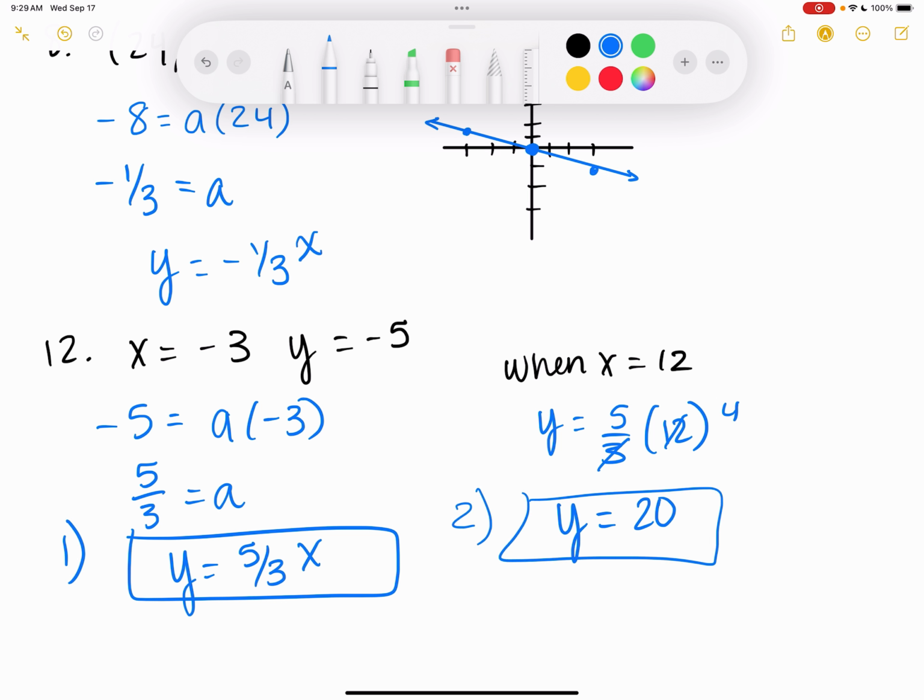So make sure on these ones you have to write this equation. You can't just give me an answer. These are two-part questions. Make sure we pay attention to that.